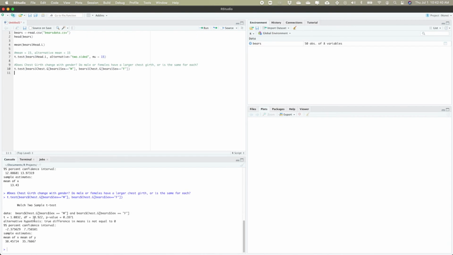And if I run this, I have my p-value, which is 0.2871. My alternative hypothesis is that the means are not equal, that the difference is not 0. And this is a high enough value to say that my alternative hypothesis does not have enough information, we can in fact say that these are equal. There is no difference between male and female chest girth.